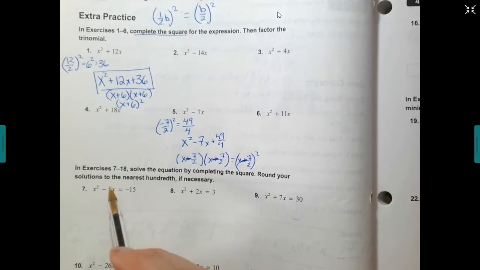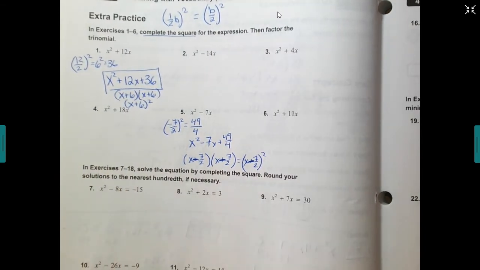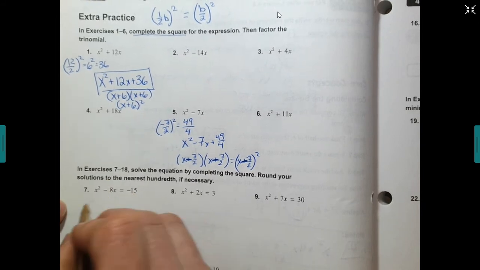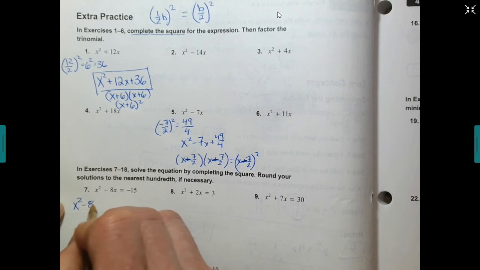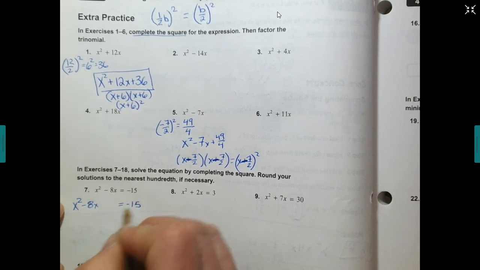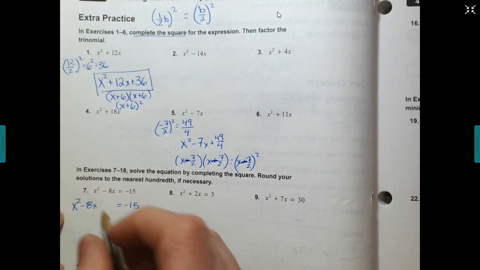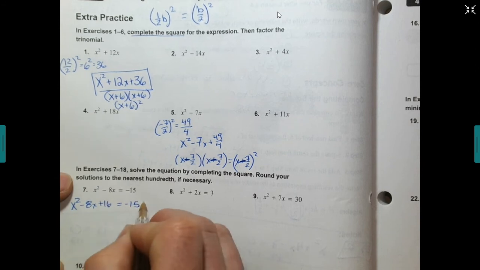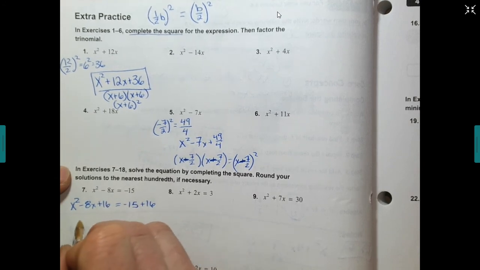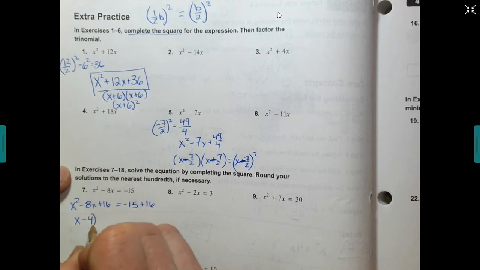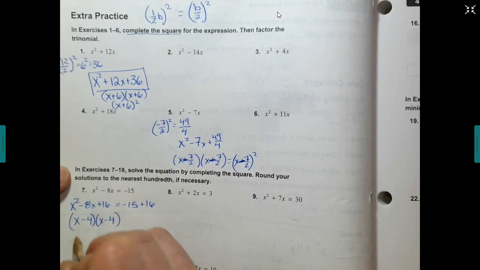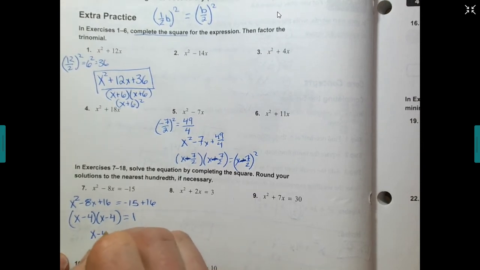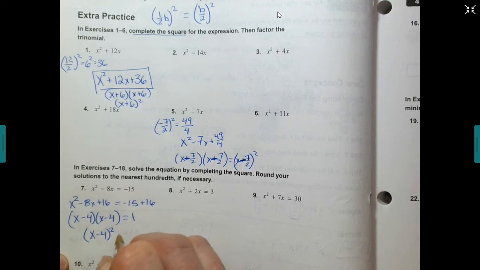Okay, let's do this. Solve the equation by completing the square. All right, they did the first step for us. They took the 15 over. So now we're going to go x squared minus 8x equals -15. Half of 8 squared. So half of 8 is 4, squared is 16. So I add 16 to both sides. This becomes x minus 4 times x minus 4. And this becomes 1. So we have x minus 4 squared equals 1.